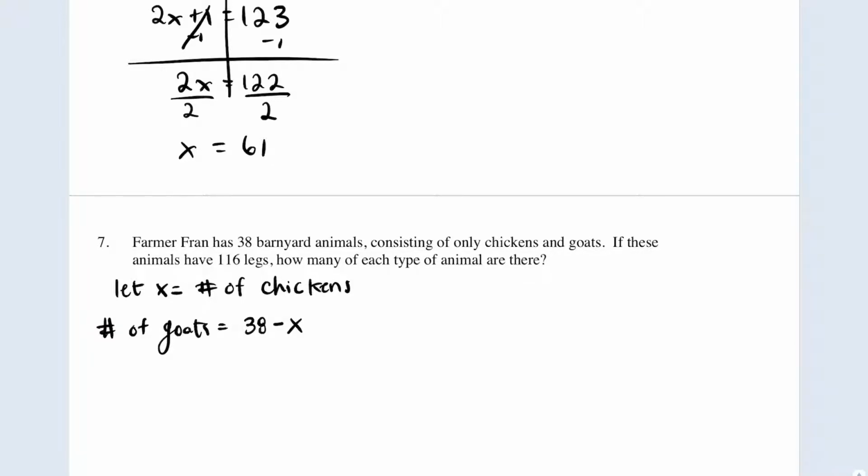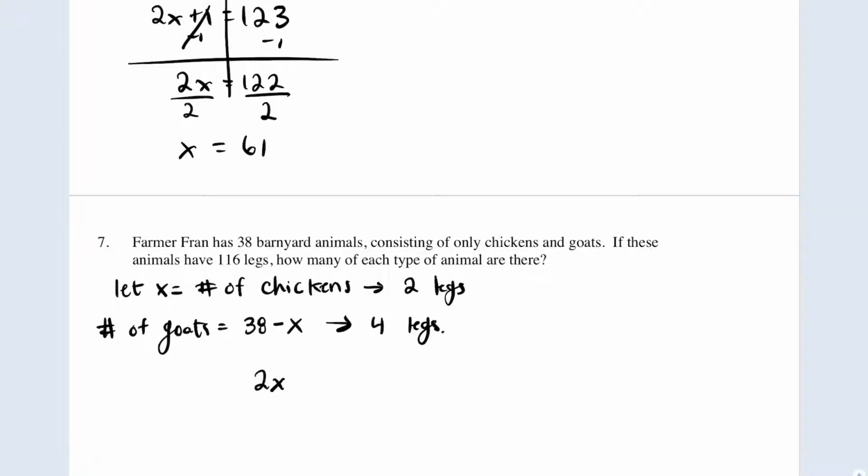All right, the next part. We need to talk about some legs here. So, how many legs do chickens have? Hopefully you said 2. So we know that chickens have 2 legs. So I'm going to write that over here. 2 legs for chickens. And how many legs do goats have? Well, they have 4 legs. So this is going to come into play when we write our equation.